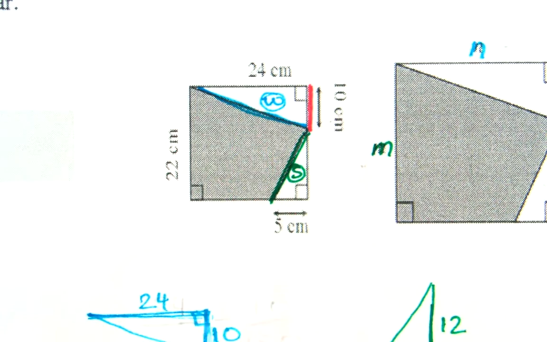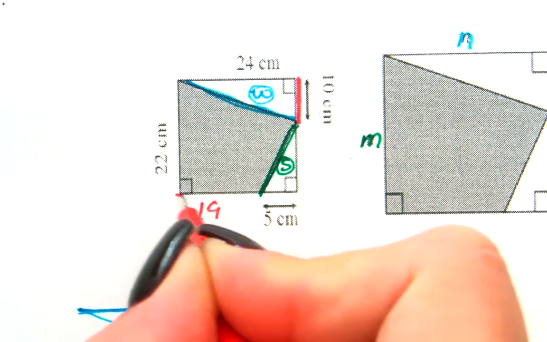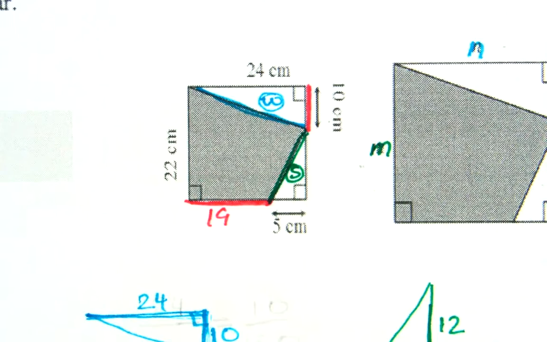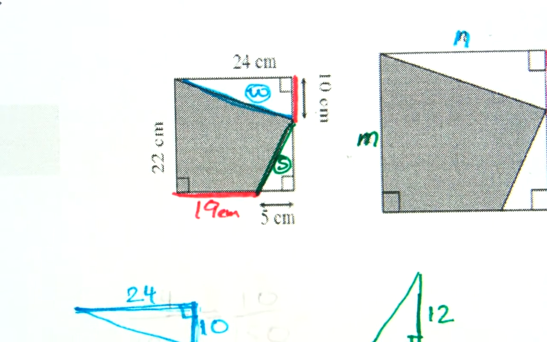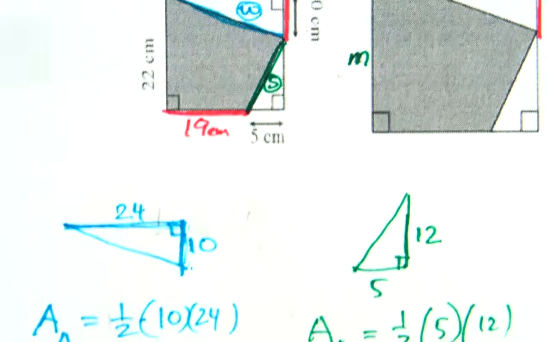The whole thing's 24. So 24 minus 5 is going to be 19 right here, just that part right there. Centimeters, sorry. So we need to find the blue hypotenuse and the green hypotenuse.